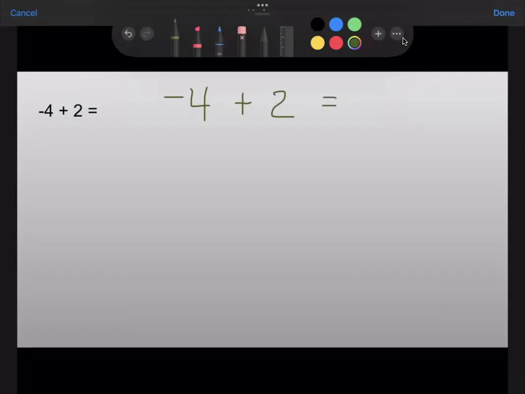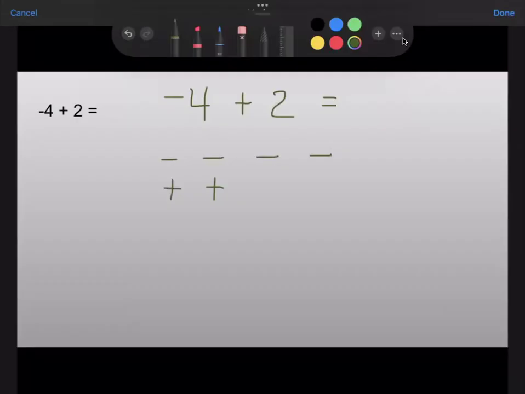When I see the number -4, I can draw a picture to represent that where I could show 4 negative signs to represent that. When I see +2 or just 2, I could represent that with 2 positive signs. Now, every negative that's paired with a positive cancels itself out. A negative and a positive together equals 0 or nothing.